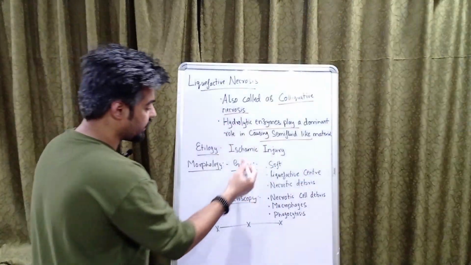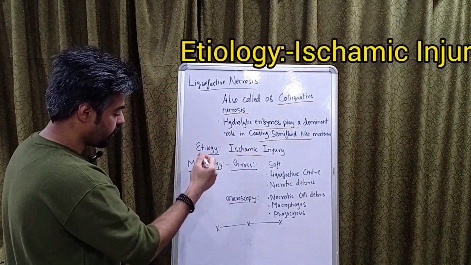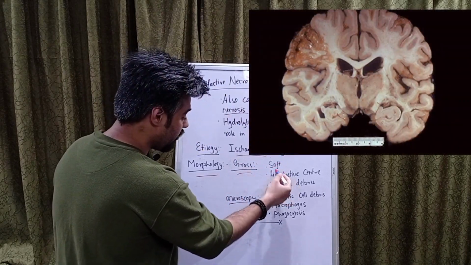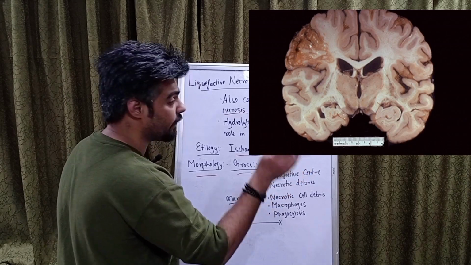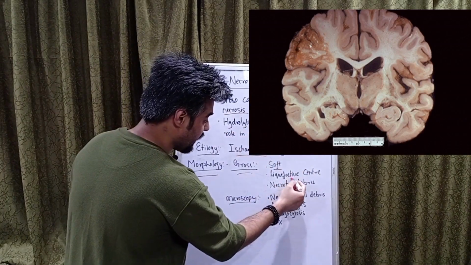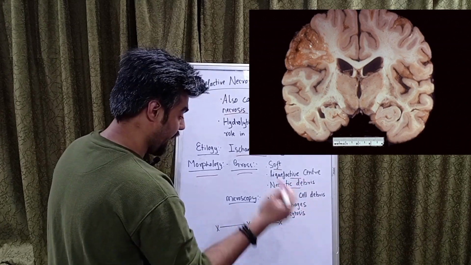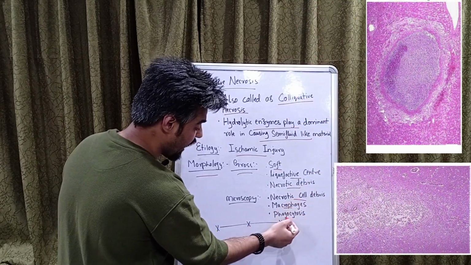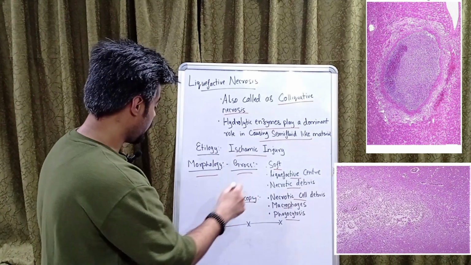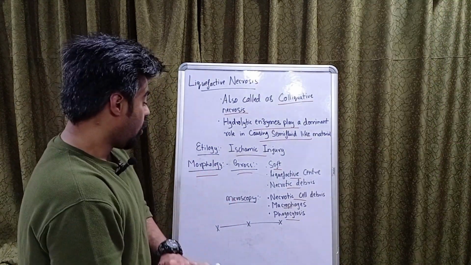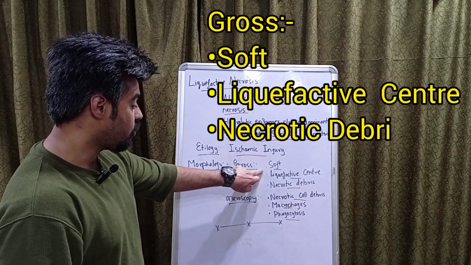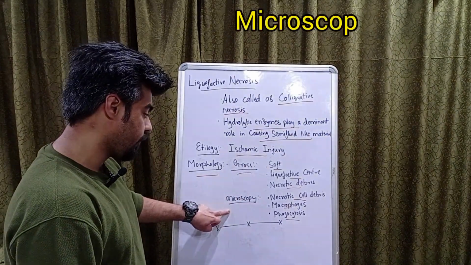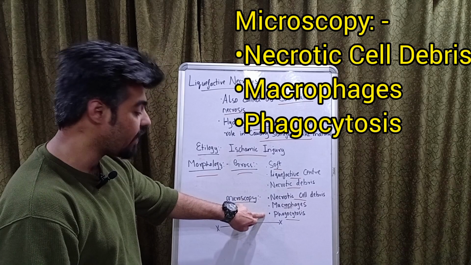So what is the etiology? It is nothing but ischemic injury. Coming to the morphology, first of all the gross. The affected organ will be very soft. There will be a liquefactive center and necrotic debris. In microscopy, you will see necrotic cell debris, macrophages, and phagocytosis. So repeating the morphology once again, the gross will be soft with a liquefactive center and necrotic debris, and in microscopy you will find necrotic cell debris, macrophages, and phagocytosis.